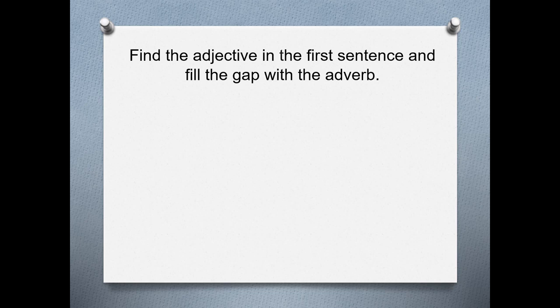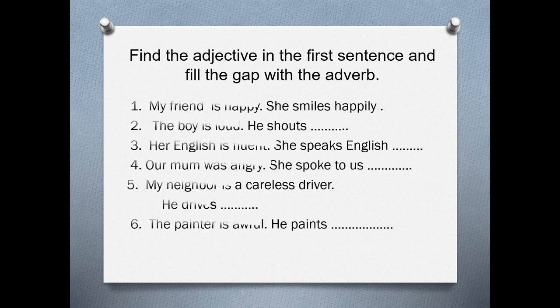Find the adjective in the first sentence and fill the gap with the adverb. Okay, my friend is happy. She smiles happily. This is the example. So you should fill the gap with adverb like this. The boy is loud. He shouts like that. Next one, her English is fluent. She speaks English.